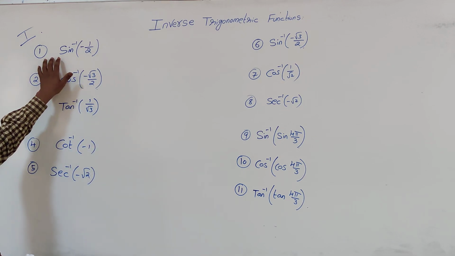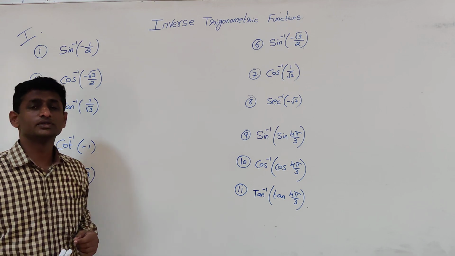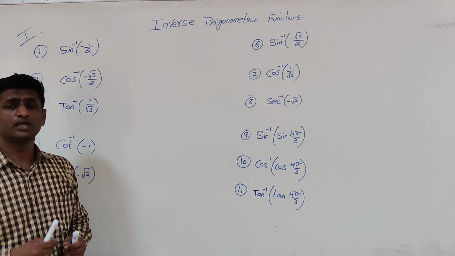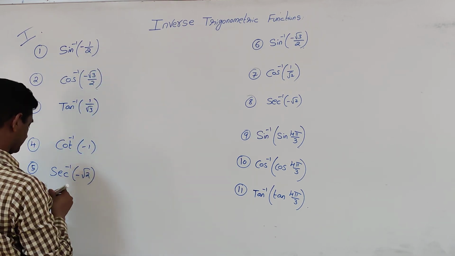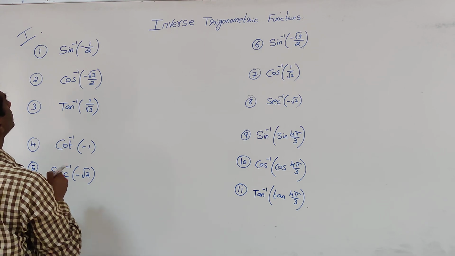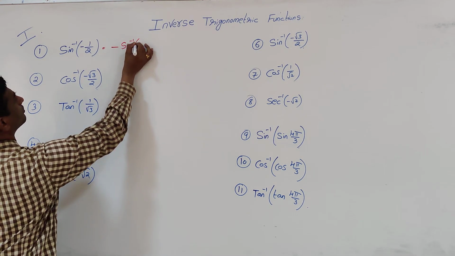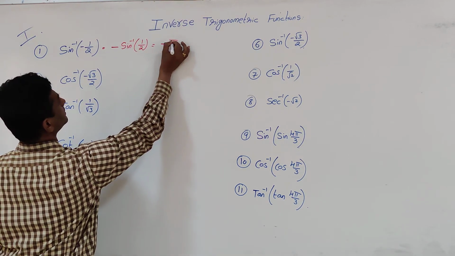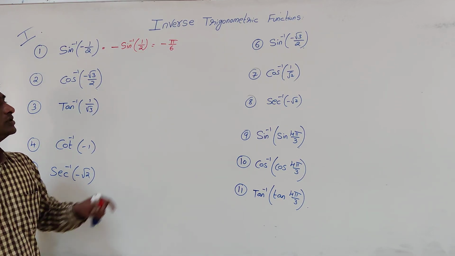So first problem is sine inverse of minus 1 by 2. It is like sine inverse of minus x. But what is sine inverse of minus x? It is minus sine inverse of x. So sine inverse of minus 1 by 2 is minus sine inverse of 1 by 2, which will be minus pi by 6, because sine inverse of 1 by 2 is 30 degrees. So minus pi by 6.